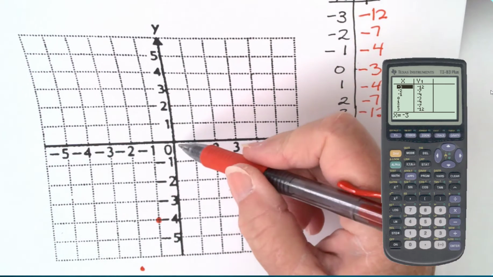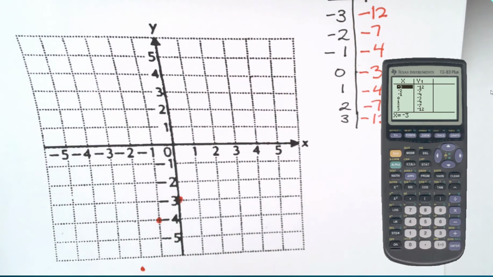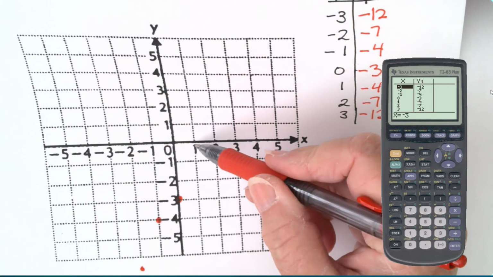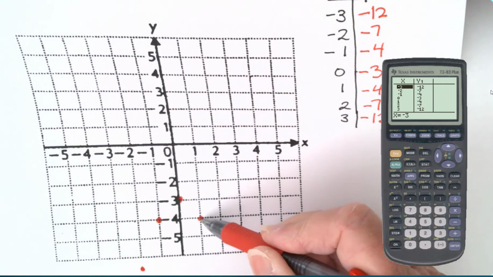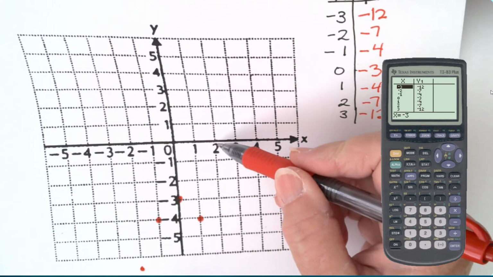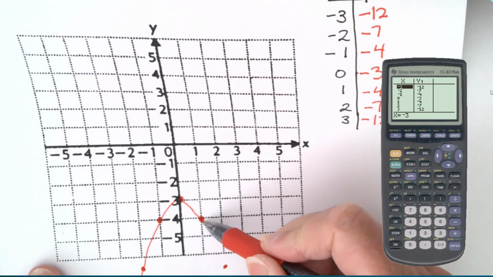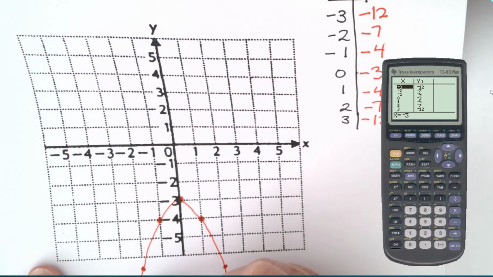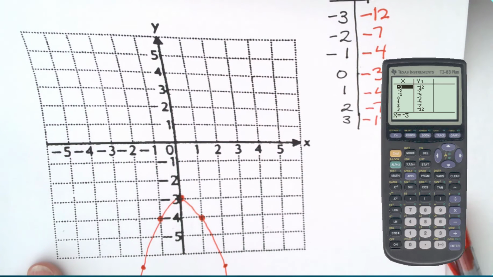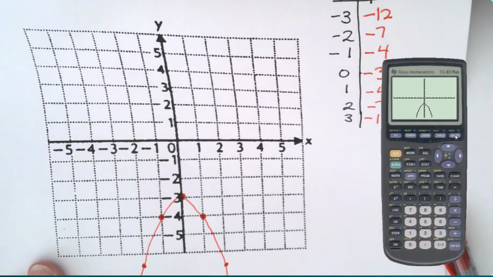0, -3, so don't go over, go down 3. 1, -4, so to the right 1, down 4. And 2, -7. And that's enough points to draw my graph because we already know from the graphing calculator how it's supposed to look in general. It is a parabola that's upside down. Let's pull our picture back up just by clicking graph. And there we go. So we have a pretty good picture there.